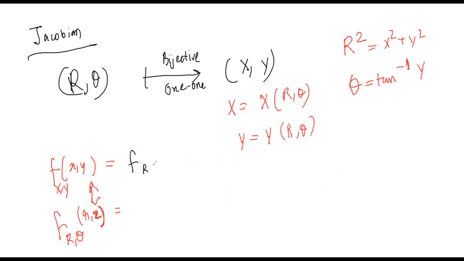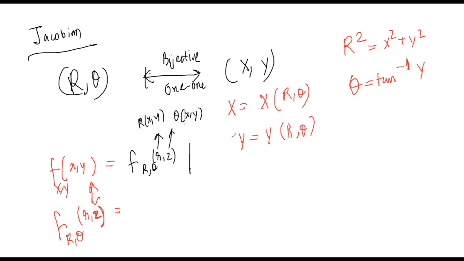We show that this is f of r comma theta, and we replace r and theta in terms of x and y. So r is actually some r of x comma y, and theta is in terms of theta of x comma y. That's what we are trying to show. Rather, we are going from x comma y to r comma theta in that sense.